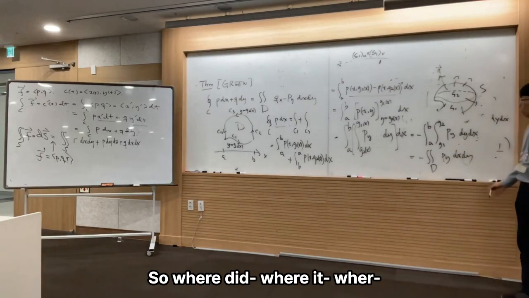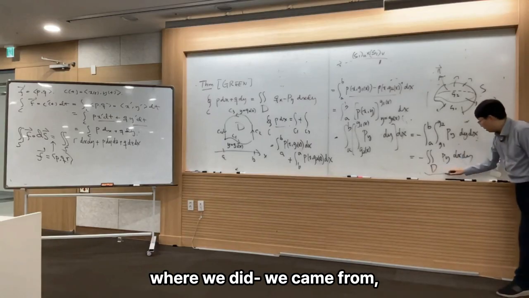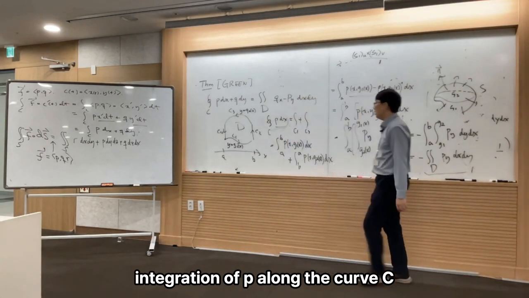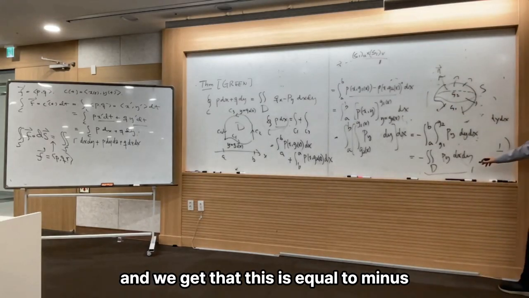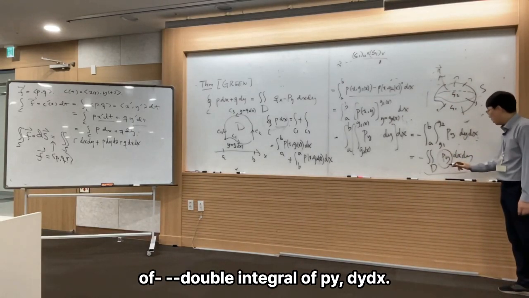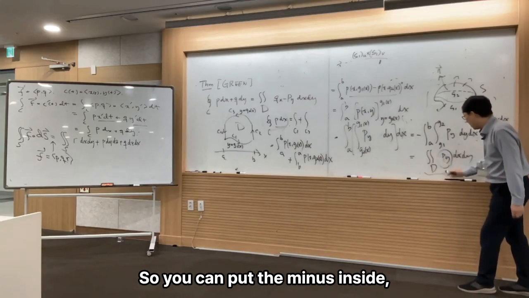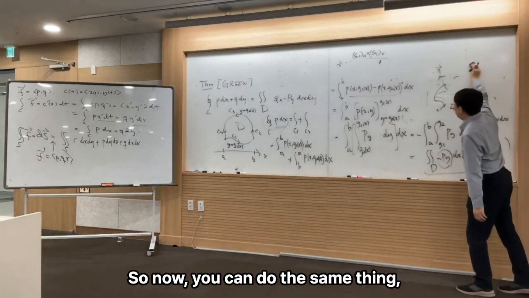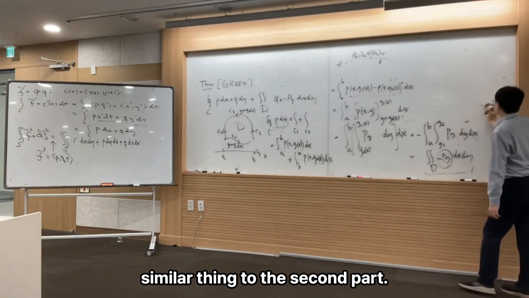Right? So where we came from? So we came from the line integral of p along the curve C, and we get that this is equal to minus the double integral of p_y dy dx. So you can put the minus inside, so it's minus p_y integration. So now you can do a similar thing to the second part.